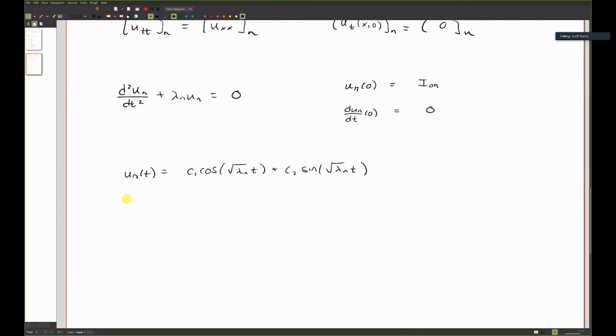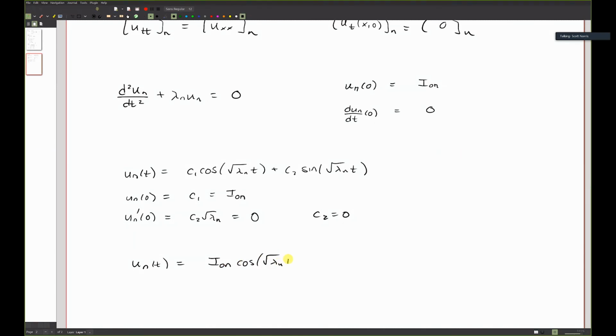Now I satisfy my initial conditions. u_n of 0 is going to be, down here, sine of 0 is 0, so I'm going to get just c1, cosine of 0 is 1. And that equals I0n, whatever those are. And then u_n prime of 0, the time derivative, is going to give me c2 root lambda n cosine of 0, which is 1. And that's going to be 0. So c2 equals 0. And my final solution is u_n of t equals I0n cosine root lambda n t.